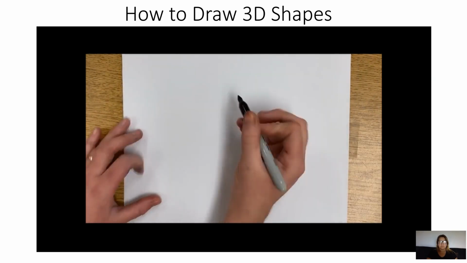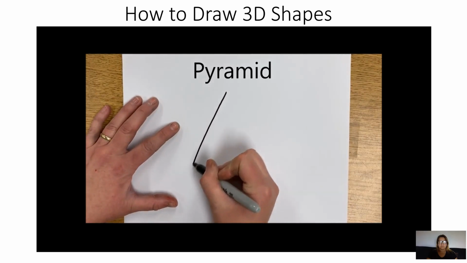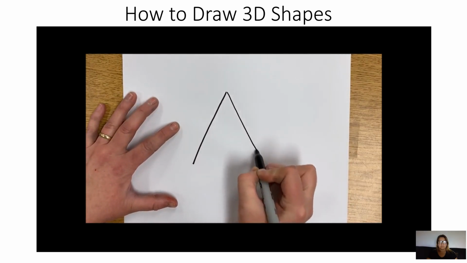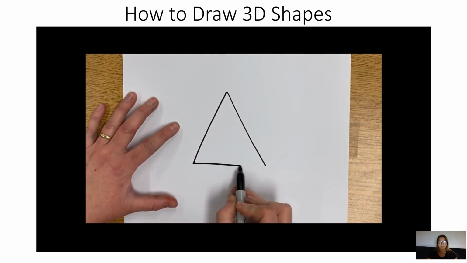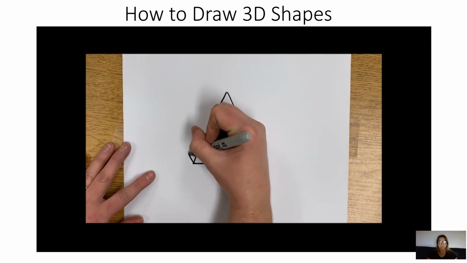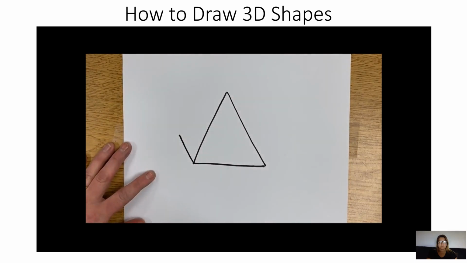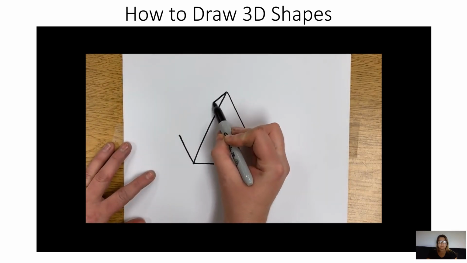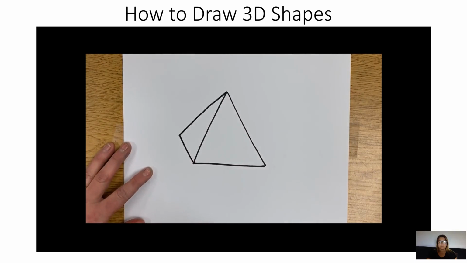Next, we're going to draw a pyramid. So a pyramid starts off with a triangle, a full triangle. Then, this one's actually pretty simple. You do a diagonal up, just like with the cube, and you connect from the top to that line.